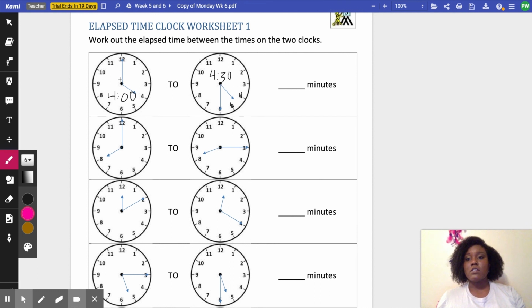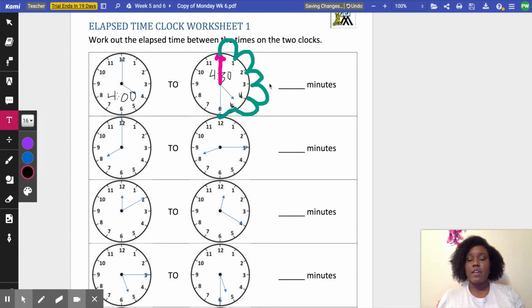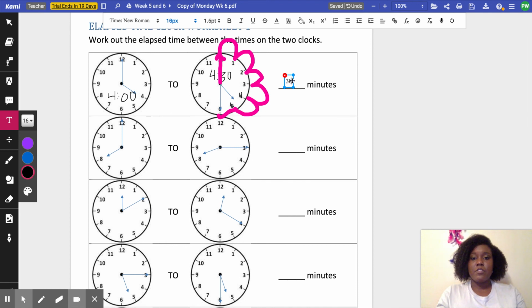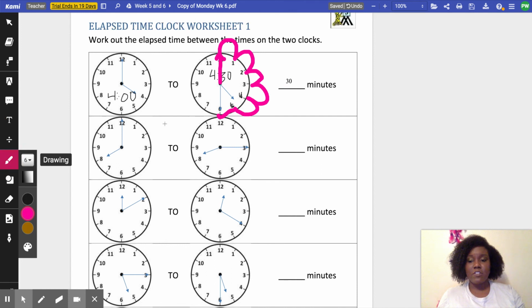So on my first clock, the minute hand's pointing at the 12. So on my second clock, I'm going to draw my minute hand pointing at the 12 too. And I'm going to keep going with this new hand that I drew with a different color. I'm going to keep going around my clock like I'm telling time until I get to the new minute hand. So I've got 5, 10, 15, 20, 25, 30. So how many minutes have passed? 30 minutes.